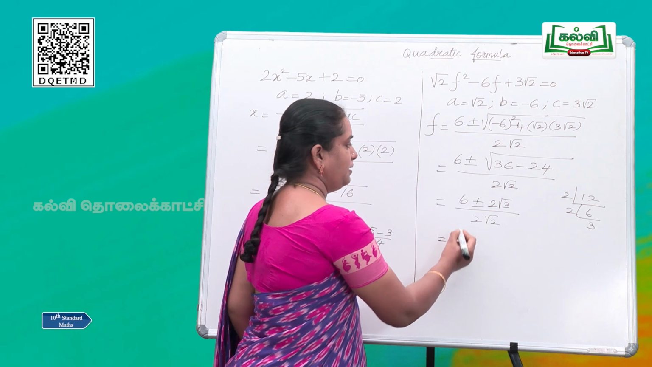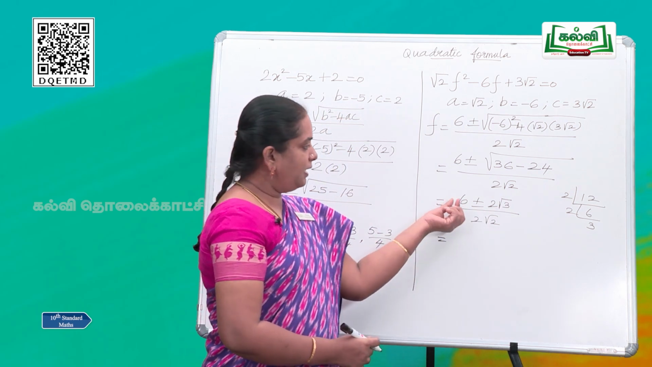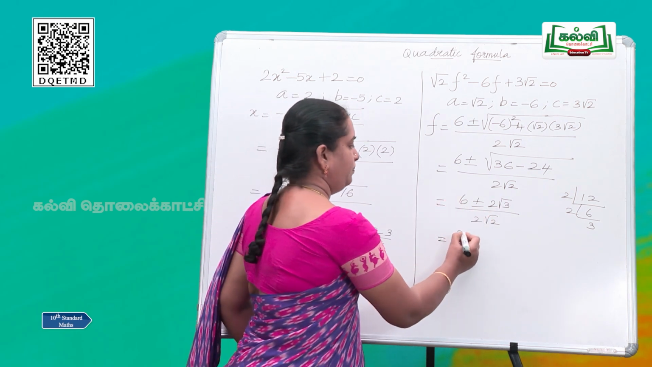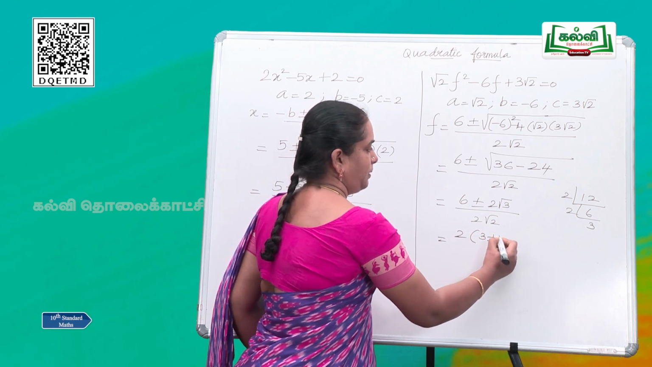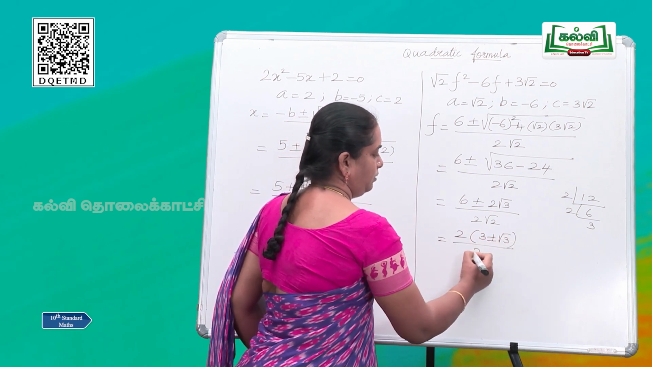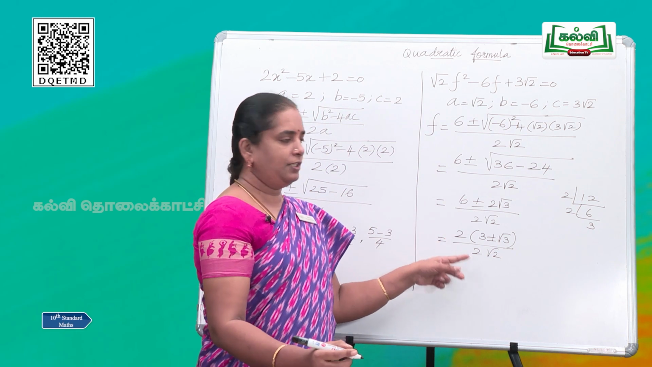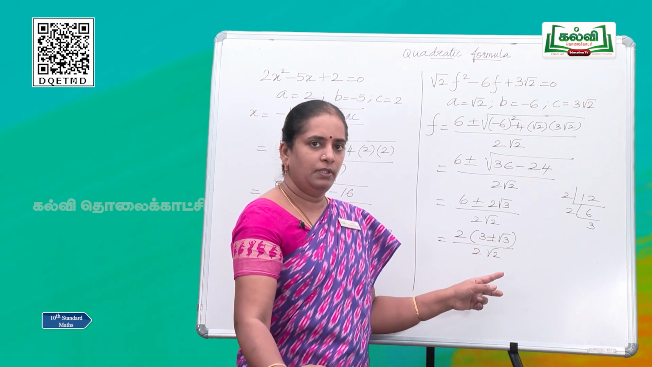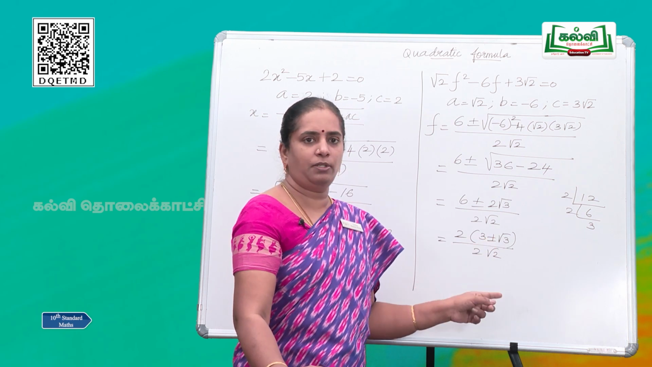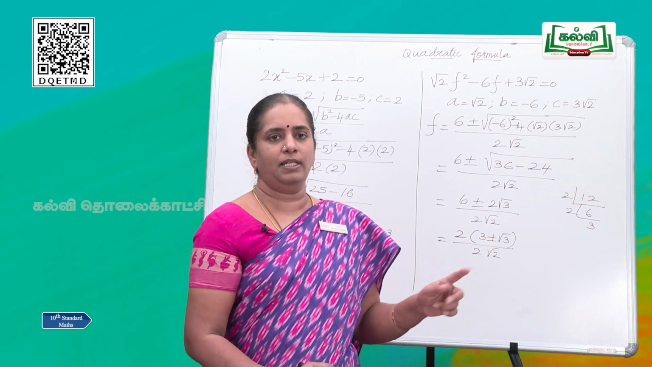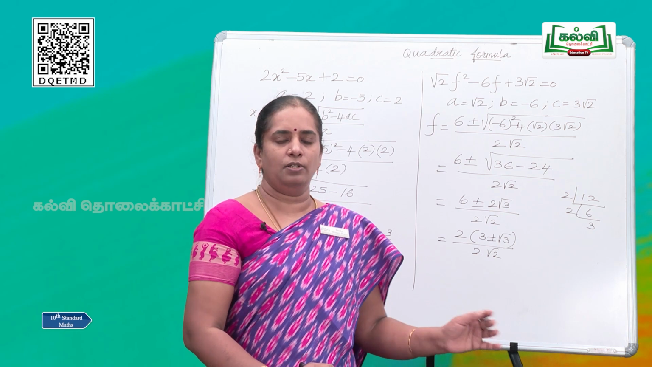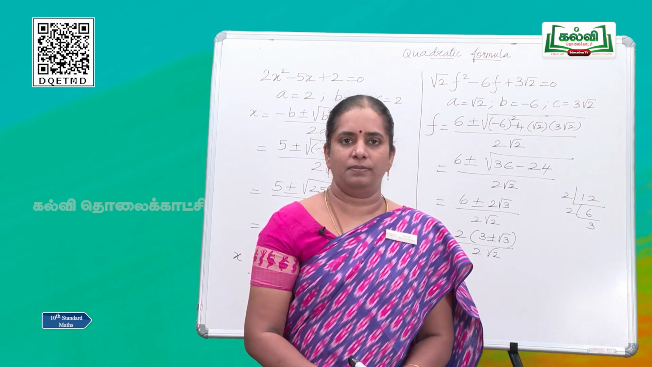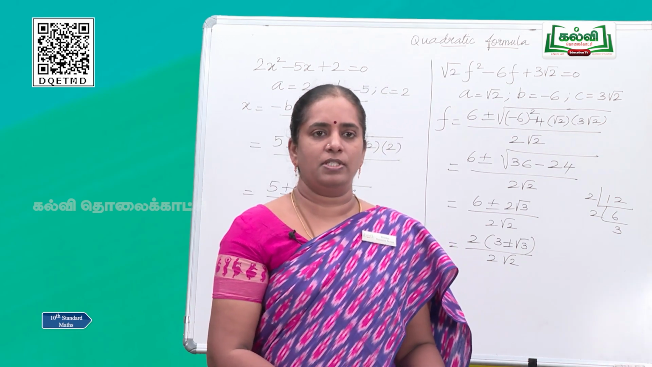So, in the next step we can simplify this as, from 6 and 2 we can take out 2 and get 3 plus or minus root 3 by 2 root 2. So, cancel 2 and get 3 plus or minus root 3 by root 2, which is 3 plus root 3 by root 2, and one more, 3 minus root 3 by root 2. These are the solutions of this quadratic equation. Students, try to do the other sums which are given in the exercise.